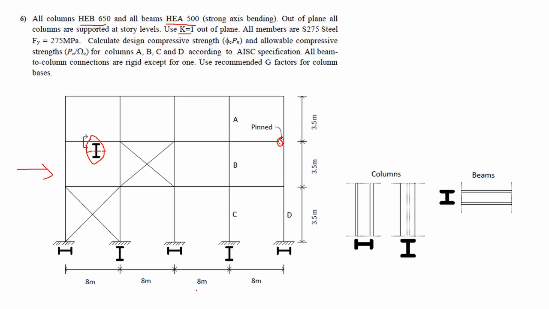We're given all the dimensions for this frame. We're given the orientation for the columns. Those orientations are very important, so we can understand the buckling about which axis. And we are given the information about the sections for the beams and the columns, and we can start solving the problem.